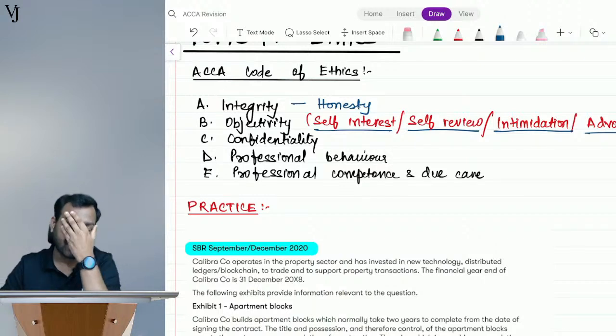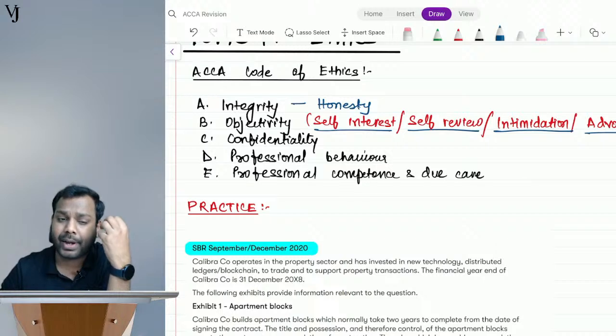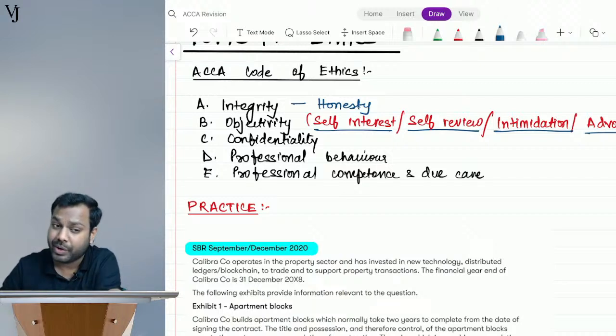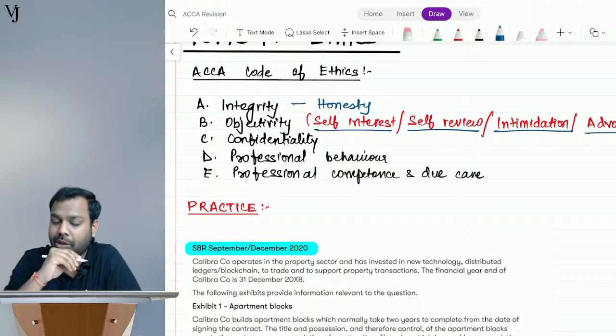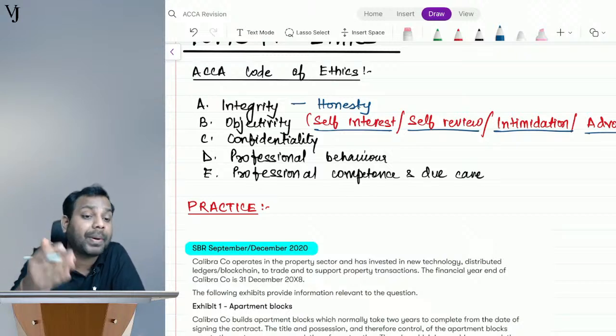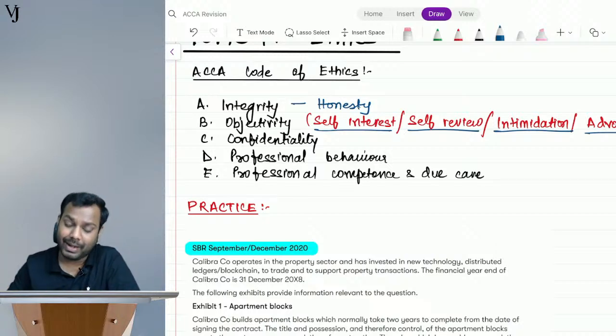Let's suppose I'll give you an example. You have done a wrong accounting treatment, or you have inflated the profit because your remuneration is dependent on profits. This is called a self-interest threat. Self-review: you will review the work done by you. Intimidation: under the pressure of someone. Advocacy: you are promoting something. Confidentiality, I believe all of you know.